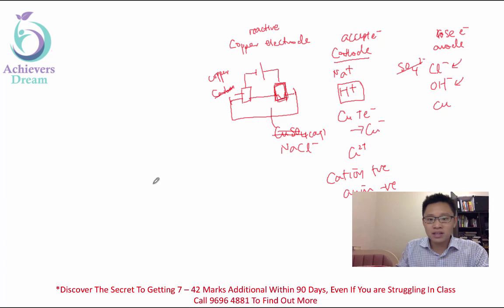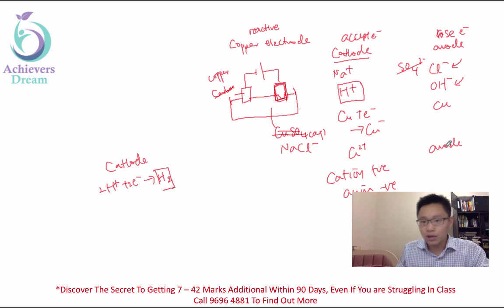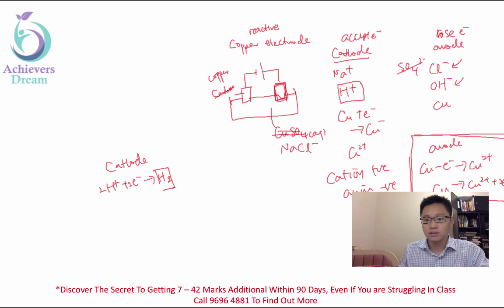So at the cathode you will see H+ + e- give you H2, and you explain it with bubbles of gas. Whereas at the anode we talk about copper. Copper loses electrons to give you Cu2+, so Cu gives you Cu2+ + 2e-. This is the part you have to take note of. This is the difference, the change in the anode.